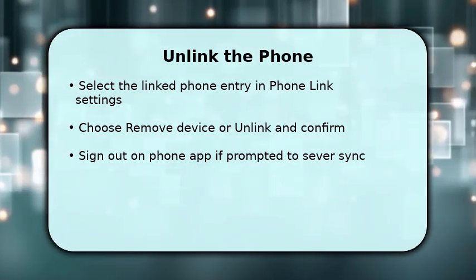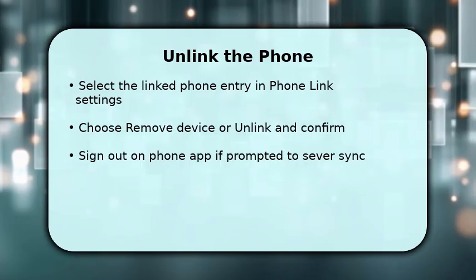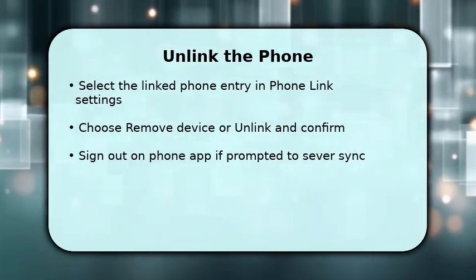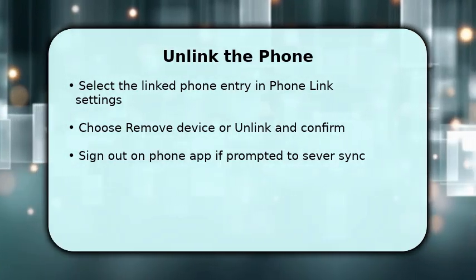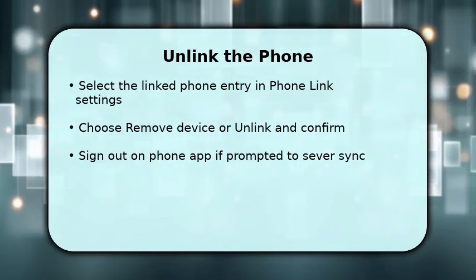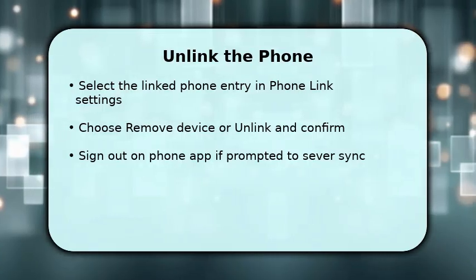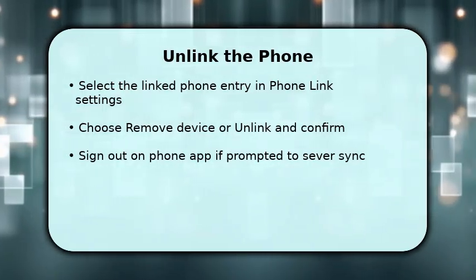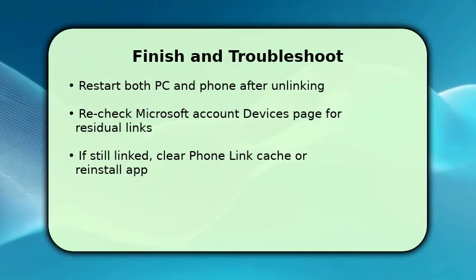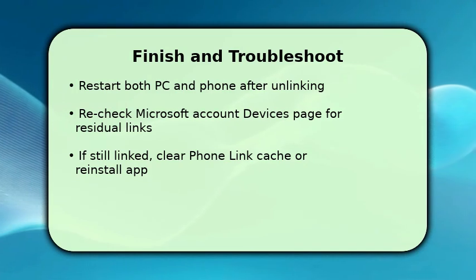On the phone end, open the companion app and sign out or disconnect to ensure the link is fully severed. Once done, restart the PhoneLink app on PC so settings refresh, and verify the device no longer appears in the paired devices list. To finish, restart both your PC and phone so any cached connections clear and confirm the phone is gone from Settings, Bluetooth and Devices, PhoneLink.